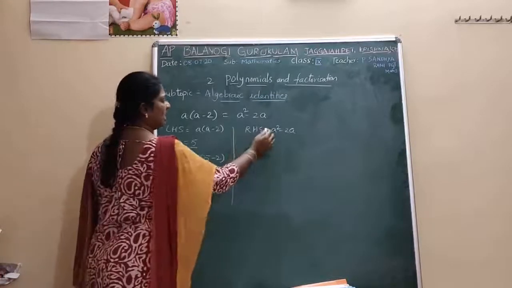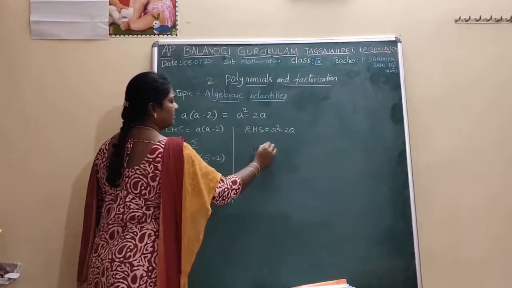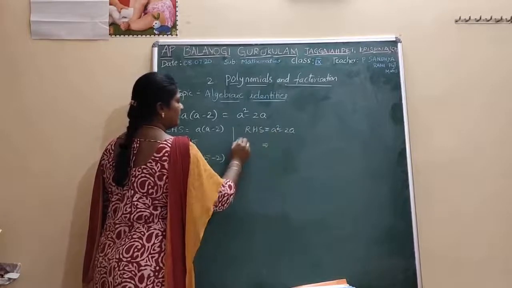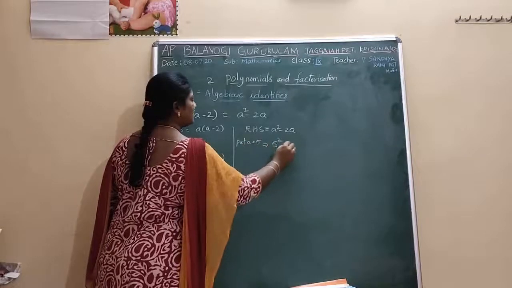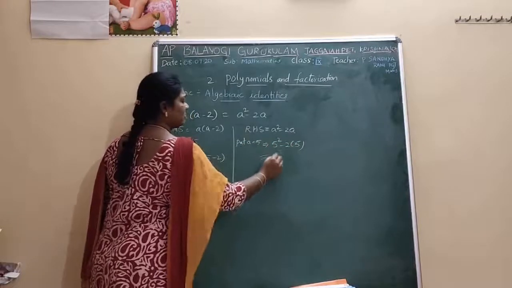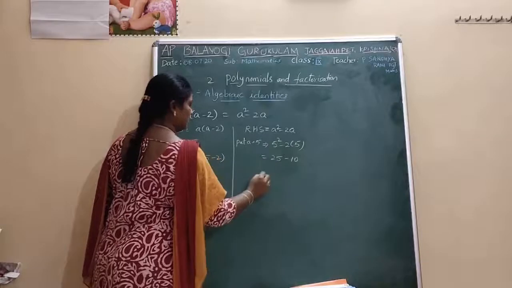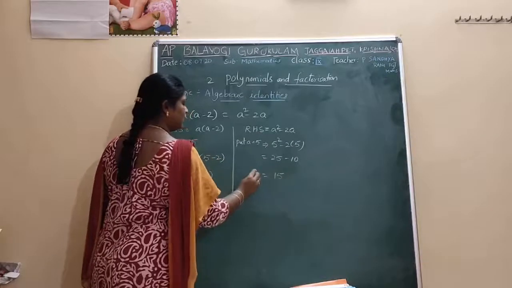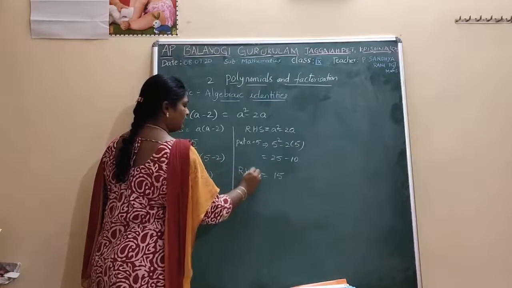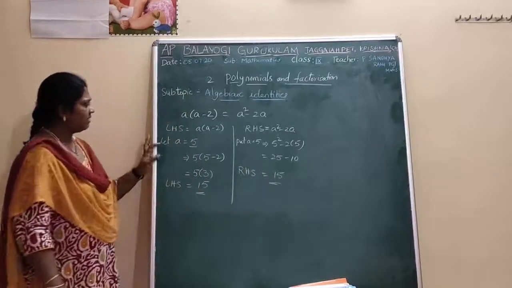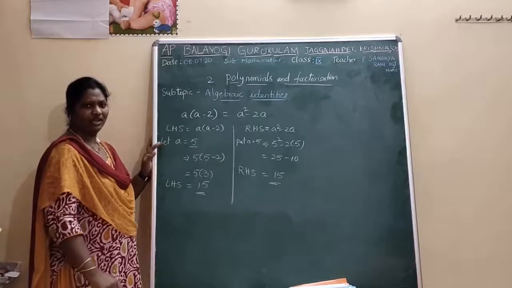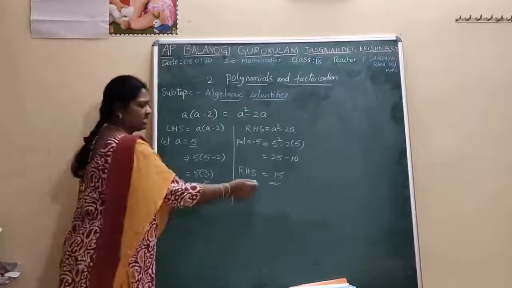Let's take the RHS. Put a equal to 5. That is 5 square minus 2 into 5. This is 25 minus 10. So this is 15. RHS, we got 15. LHS also we got 15. For the value of a equal to 5, we got LHS and RHS the same.